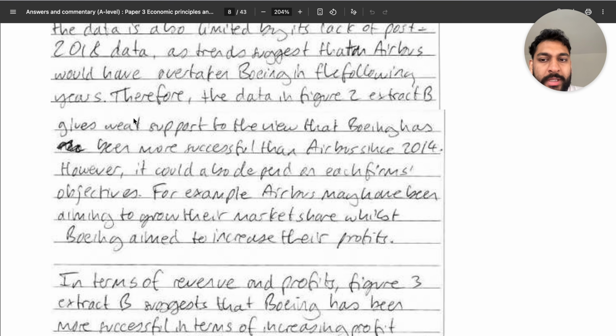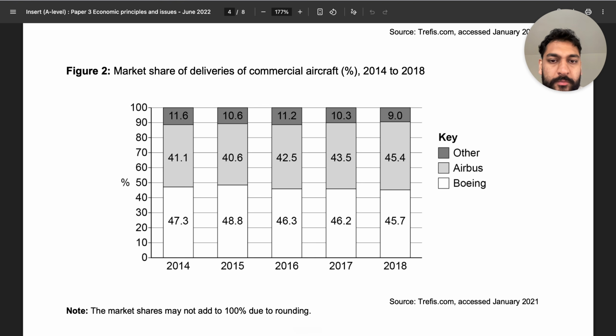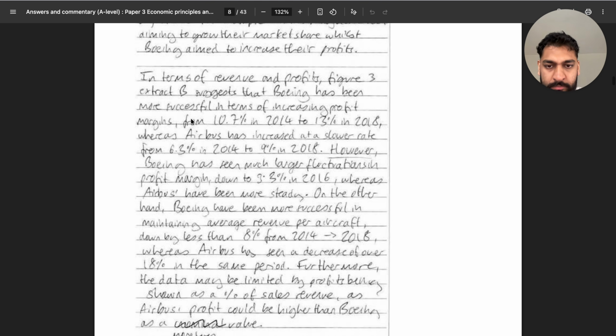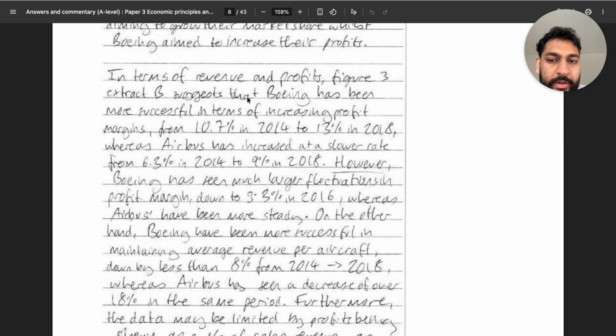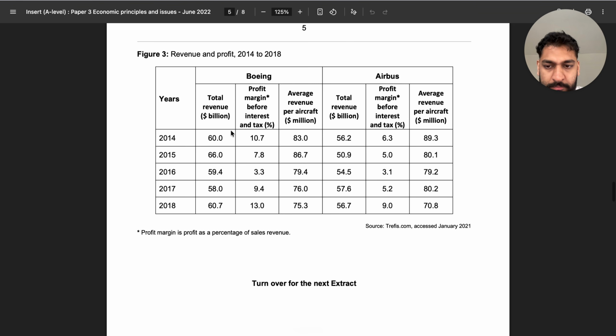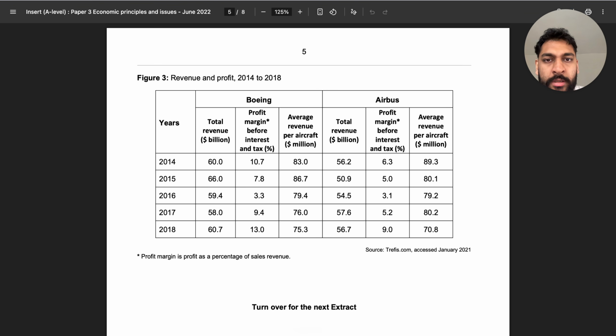Therefore, the data gives weak support that Boeing has been more successful since 2014. Again, the limitations: we don't know how the data continued after that, and the story could suggest the other way around, that Boeing will have been overtaken by Airbus. In terms of revenue and profit, it also suggests that Boeing has been more successful since 2014. Boeing has had more total revenue pretty much every year.